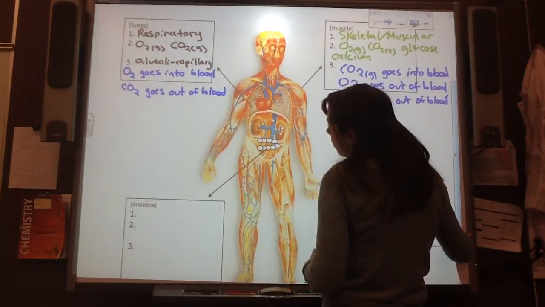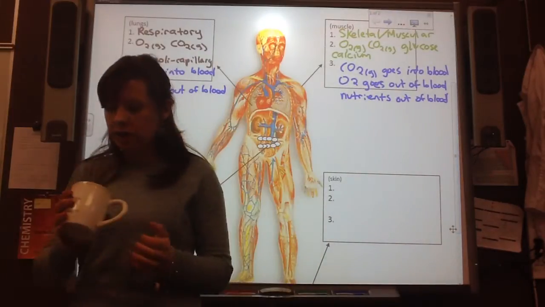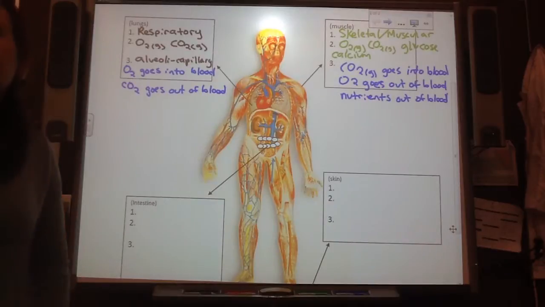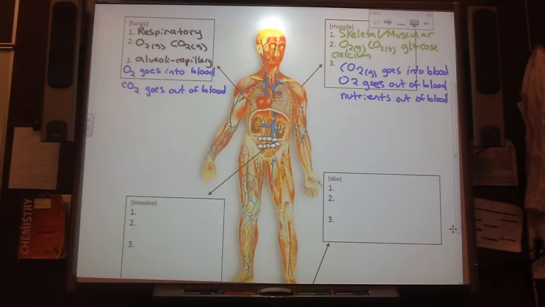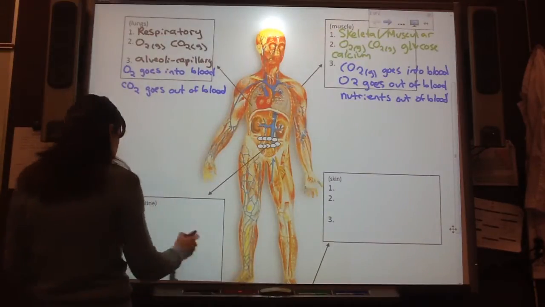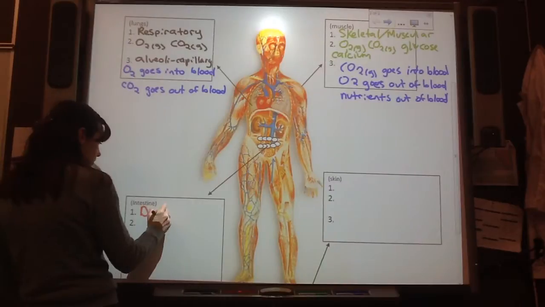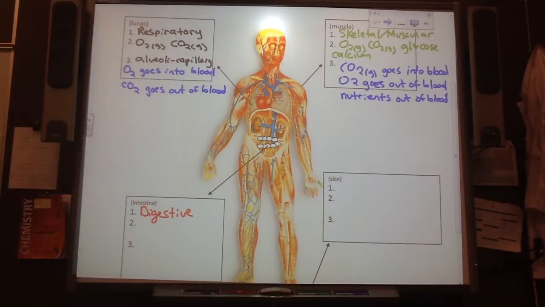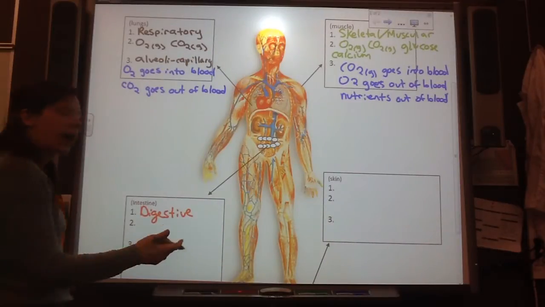So how about the intestine? What system is that? What do you do when you eat things? You have to, digestive system, yeah. So this would be our digestive system. What main things do we have being exchanged here? Pardon? Food. Yeah, so food, nutrients, yeah.